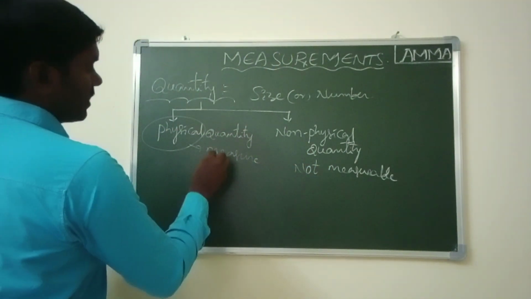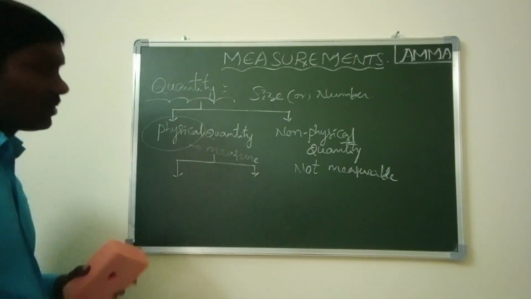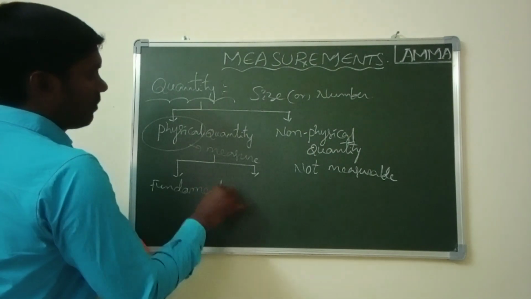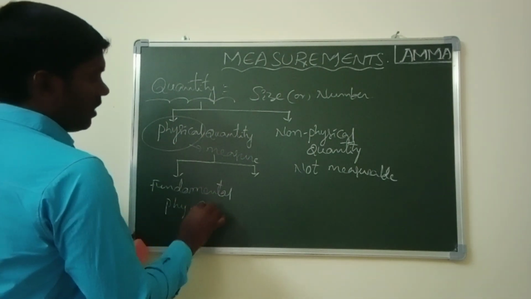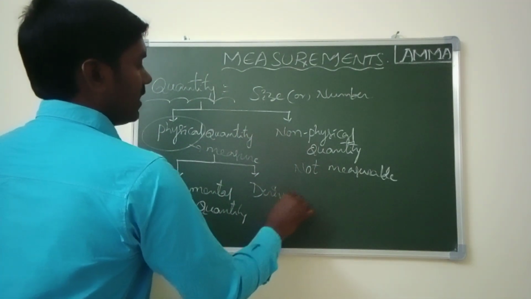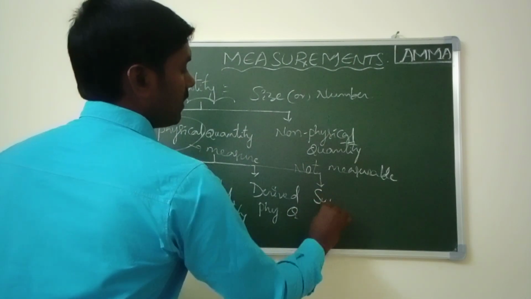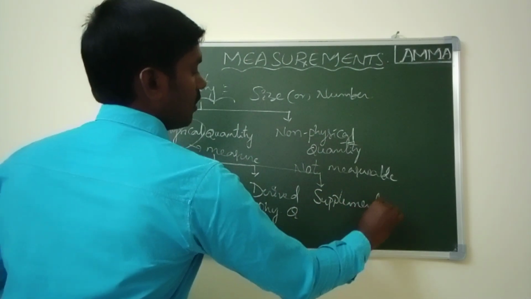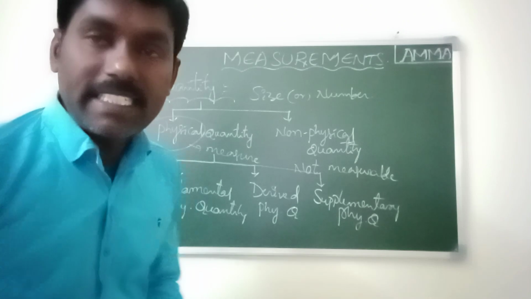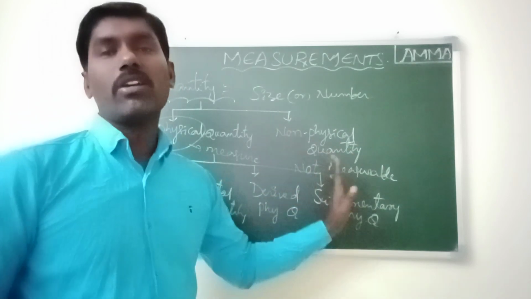Again, physical quantities are broadly classified into three types. The first one is fundamental physical quantity. The second one is derived physical quantity. And the third one is supplementary physical quantity. We are discussing physics, so we are discussing these physical quantities only, not the non-physical quantities.